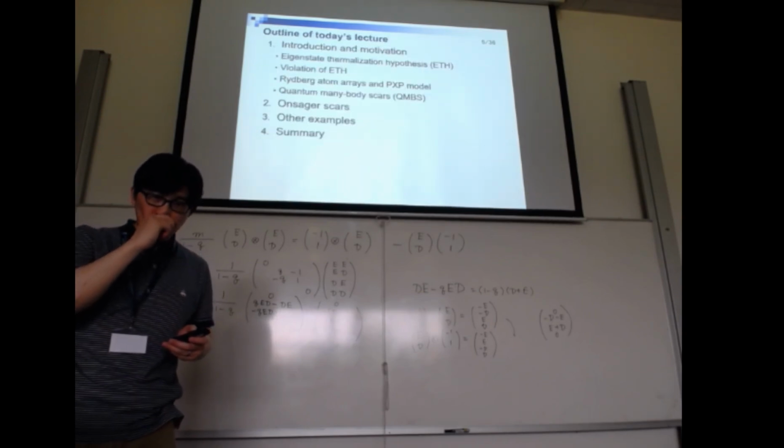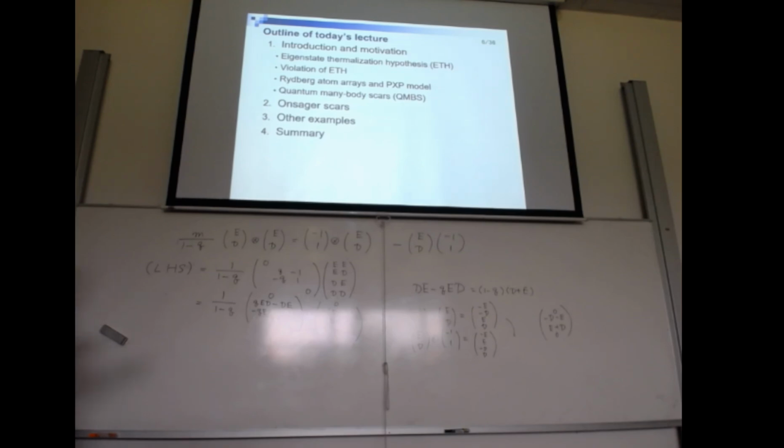Okay, so now here's the outline of my today's lecture. And in the first part, I will give more physics motivation and introduction. And I will introduce the notion of eigenstate thermalization hypothesis, which is called ETH for short. And then there are several classes of systems for which the ETH will be violated. And one of such systems is called a many-body scar system, and this was motivated by a recent experiment on Rydberg atom systems, and people often model such a system using the PXP model.